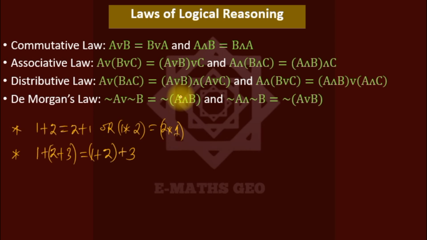If you check, you say A or B or C is the same as what? A or B or C. Do you see? So it's the same thing. That's the second one. Coming to the third one, distributive law.